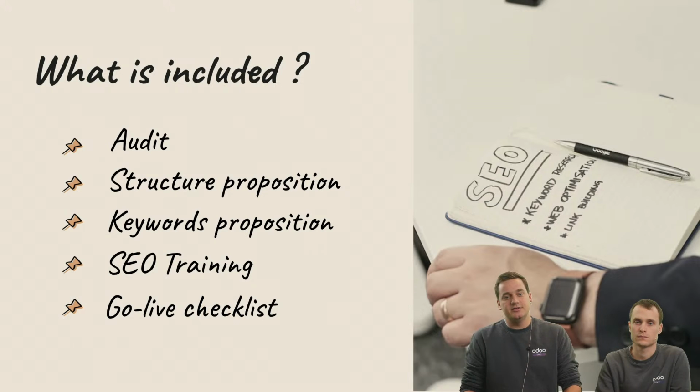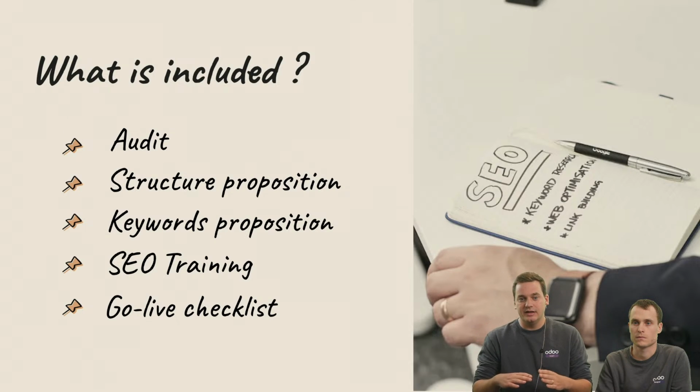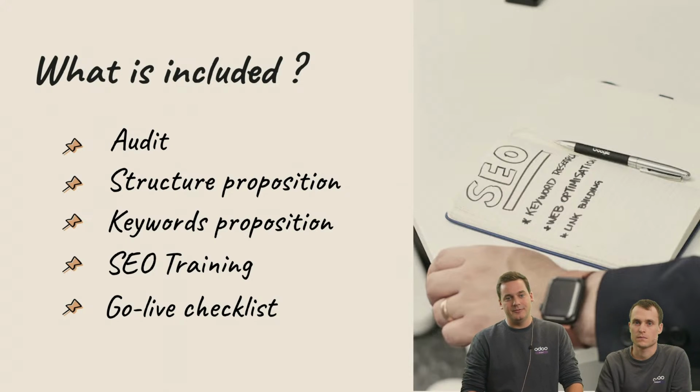Then we give you an SEO training. We're going to explain how to do SEO with Odoo, and we give you tips and tricks. And then we have the go-live checklist. If you are doing a migration, we check with you that the redirection file looks fine, and we help you import it if you need to. And if you are already on an Odoo website, or if you don't have a website at all when you start, we also check with you if you implemented a title, a description, the alt tags, verify that you have one H1 per page, and we verify that your website is ready to go live.